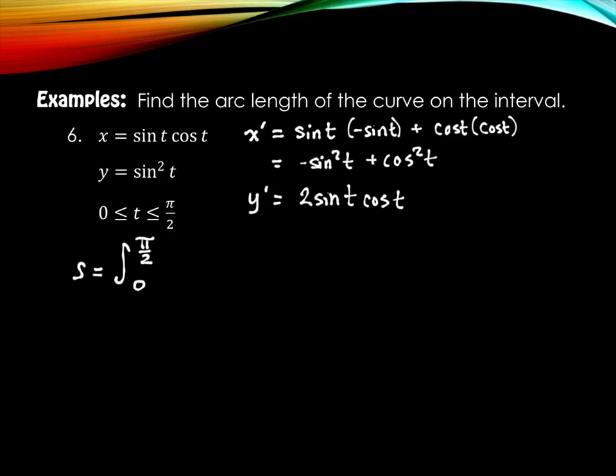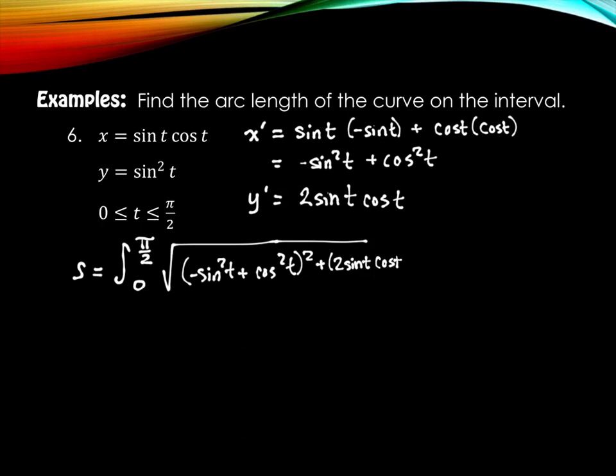As we get further along, there's going to be some cases where we're going to actually have to figure out what those interval limits are with some other constraints involved, just so you know. But this one, of course, we are not. We've been given it. And we need each of these squared. So I have negative sine squared t plus cosine squared t, squared, plus 2 sine t cosine t, squared, and then dt.